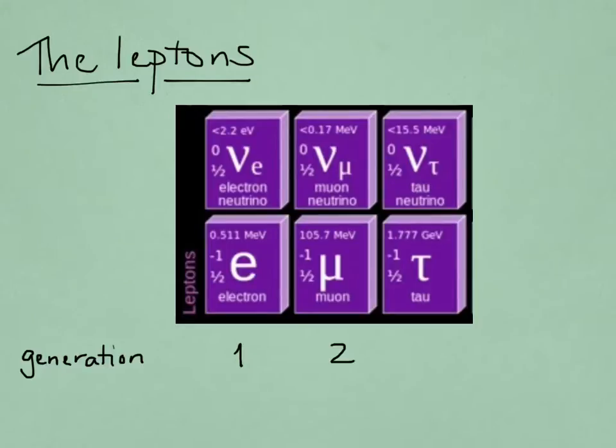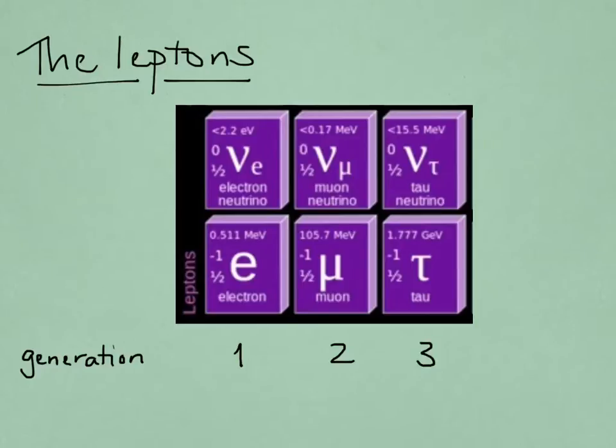The second generation is, instead of an electron, we've got something called a muon, and that's like a very, very heavy electron. And in these little boxes you can see we've got some rest energies. So 0.5 MeV is the rest energy of an electron. A muon is 105 MeV, which is about 200 times greater. So it's a more massive electron. It's the electron's big brother.